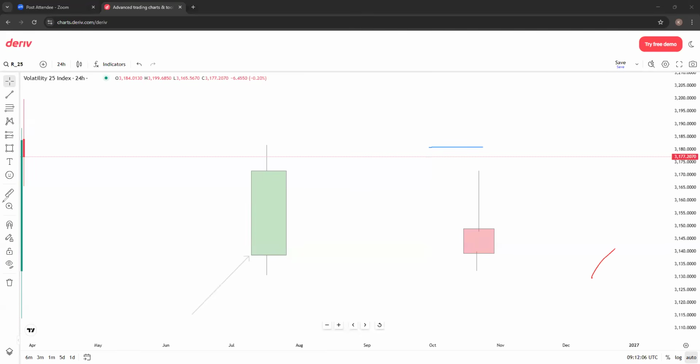And we can also see, let me come here, we can also see candles having long wicks like this. What this simply means is this is a rejection.